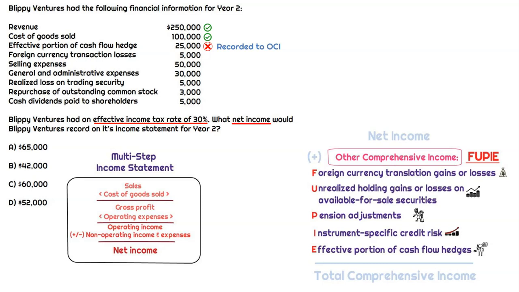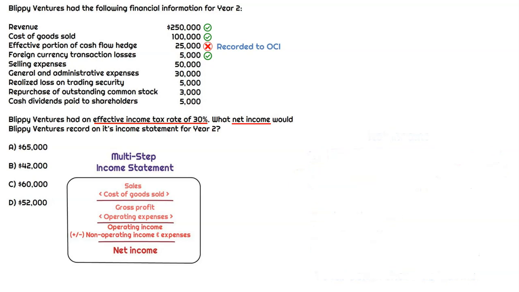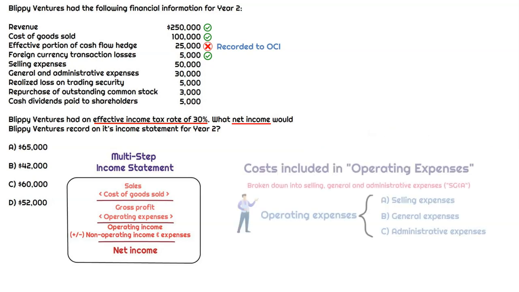And so a transaction loss gets recorded in the income statement. Now, I know that sounds a lot like a translation loss because translation gains or losses, which is the F in our FUPI mnemonic, well, those get recorded to other comprehensive income, but this is a transaction loss. These losses will be recorded directly into the income statement under the non-operating section. How about selling expenses of $50,000? Well, selling expenses, those are part of operating expenses along with general and administrative expenses, which is our next line here. So all of those expenses will be included in operating expenses and will be included in our calculation of net income.